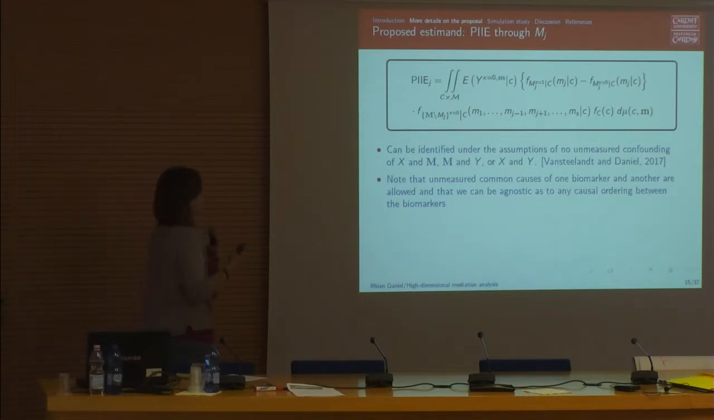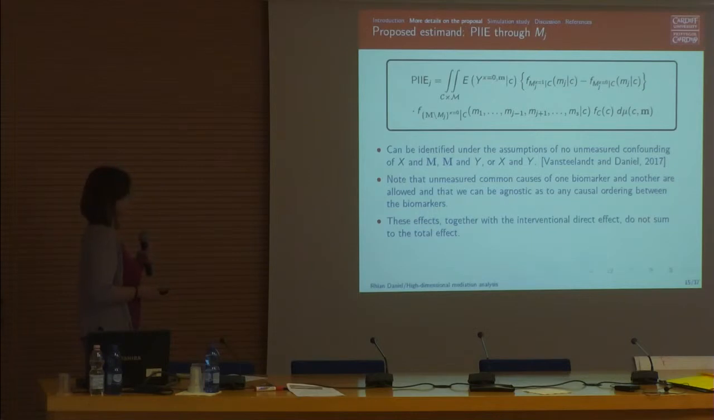But I want to point out that there are many assumptions we are not making as well, which is a bonus. We are not making any assumption about there being no unmeasured common causes of one biomarker and another. So if you like, there is unmeasured confounding between the M's that we're not assuming is not there. And we're also agnostic as to any causal ordering between the biomarkers. So that's a nice thing.